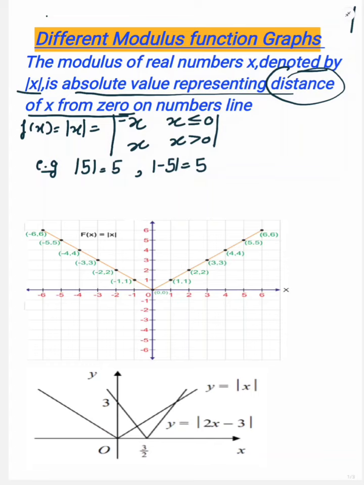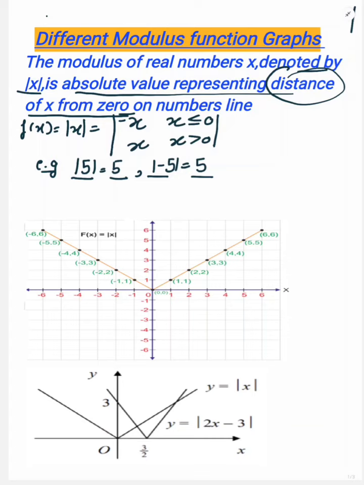For example, we have a function f(x) which is equal to mod of x, which is represented as x, and it will take two values: minus x when x is less than 0 and positive x when x is greater than 0. For example, the modulus of 5 is 5, and the modulus of minus 5 is also 5.